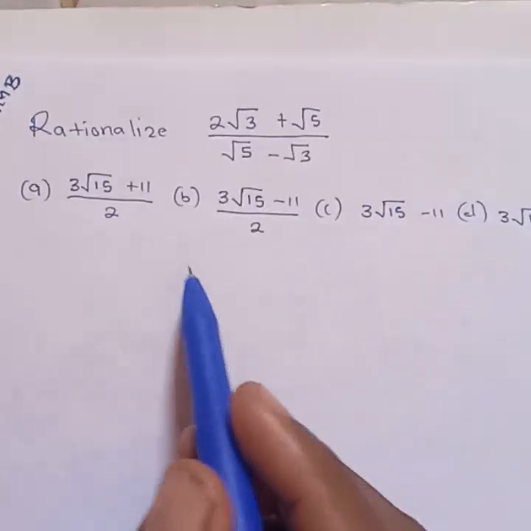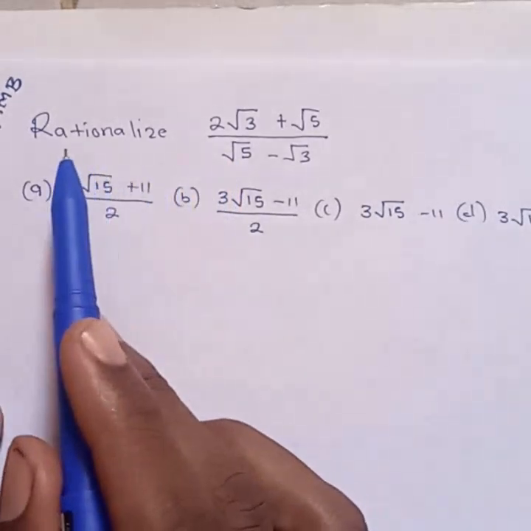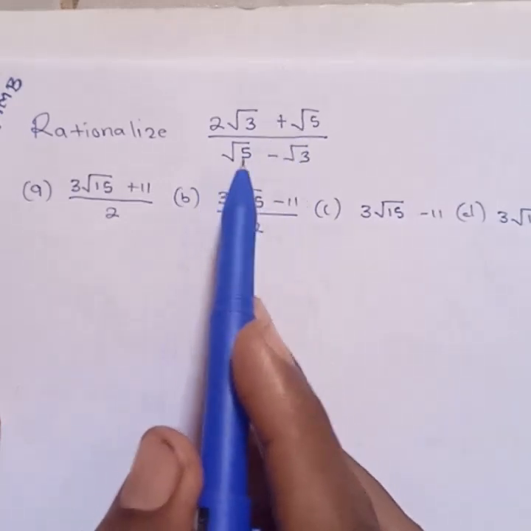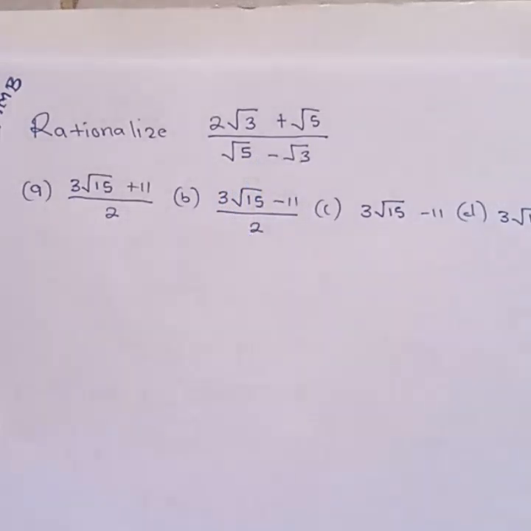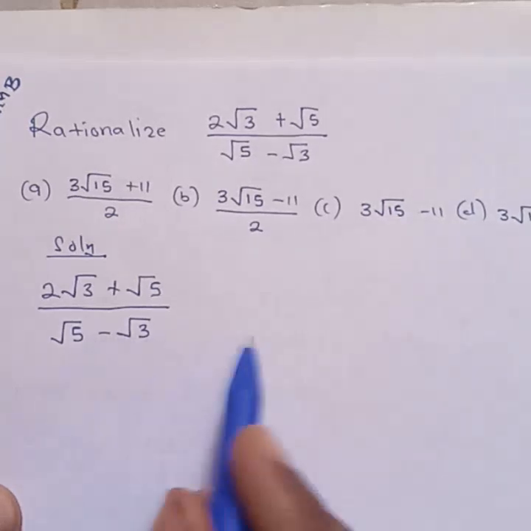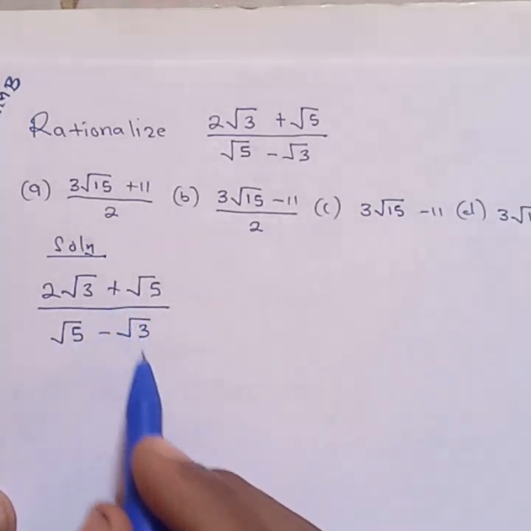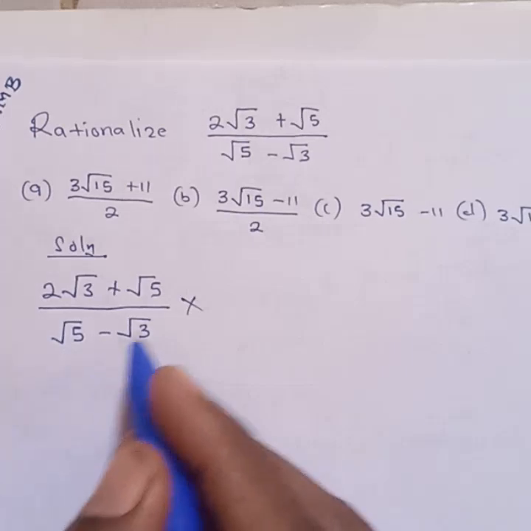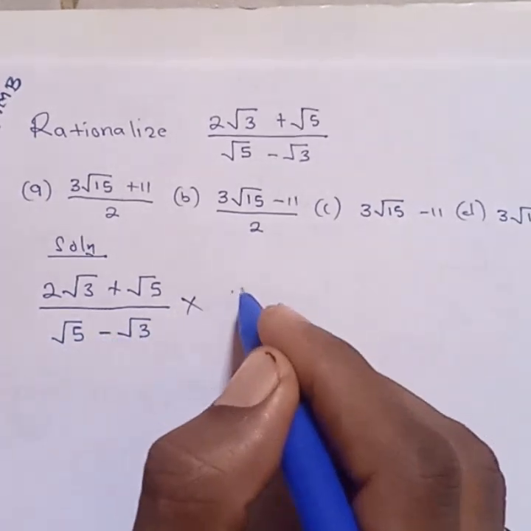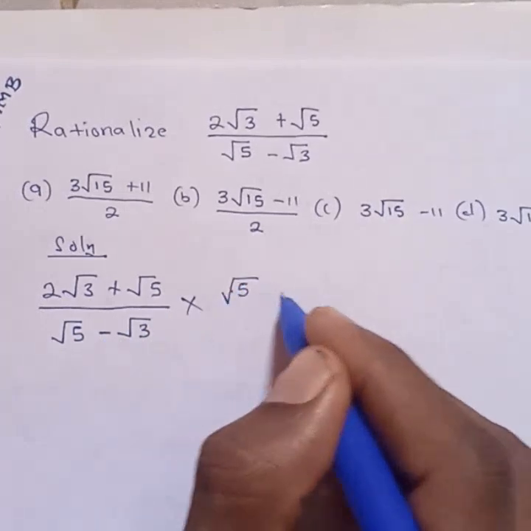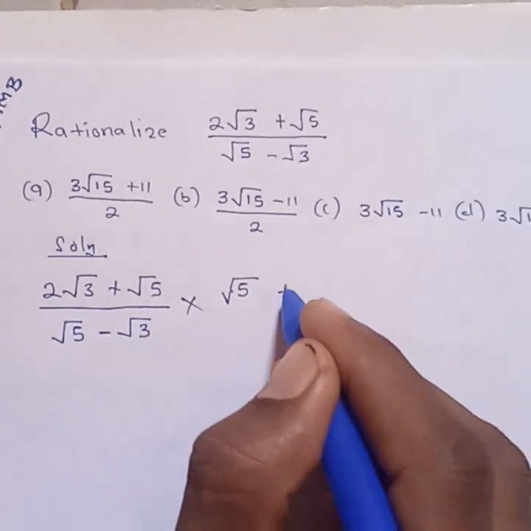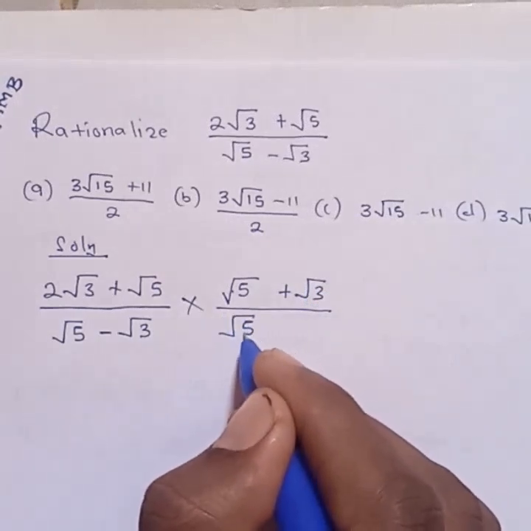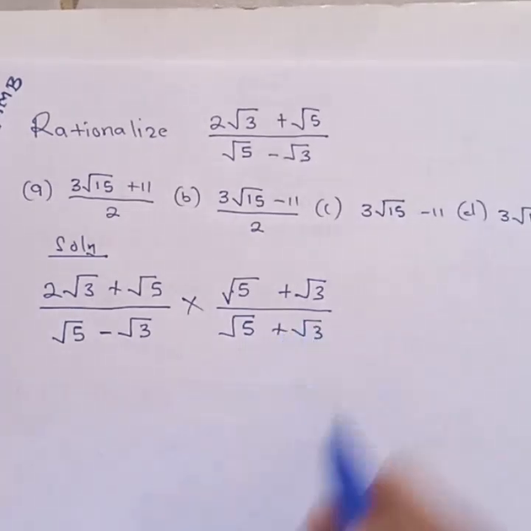The last question in this series video is also rationalization. The question says rationalize 2 square root of 3 plus square root of 5 all over square root of 5 minus square root of 3. So guess what we are multiplying our numerator and denominator by? If you say conjugate of this, you are right. So we are multiplying by, since this is minus, so we're going to have plus root 3 all over root 5 plus root 3.